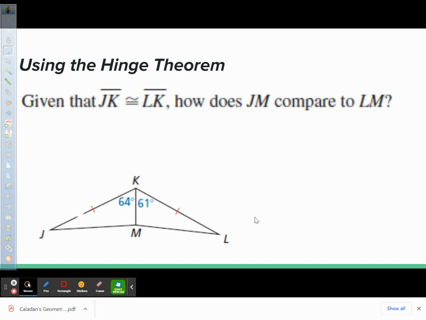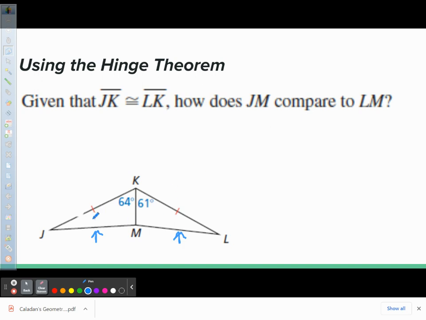It says, given that the segment JK is congruent to LK, and they already have those marked congruent, how does the length of JM compare to the length of LM? So they're asking about this side and this side. Well, we don't know the measures of the sides, so we look at the angles.